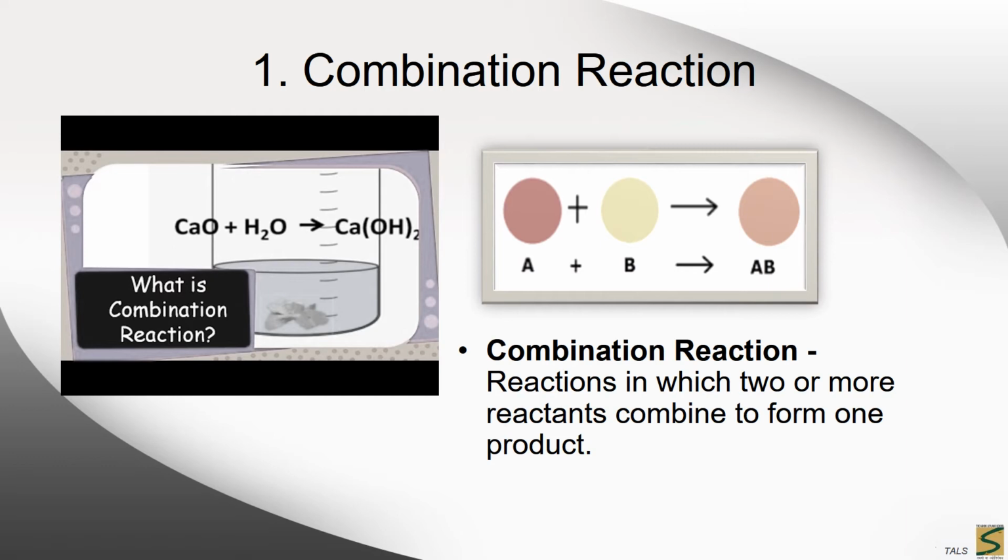There are 2 reactants. Both of these reactants have combined to form only one product. A plus B giving AB. Therefore, reactions in which two or more reactants combine to form one product are called combination reactions.